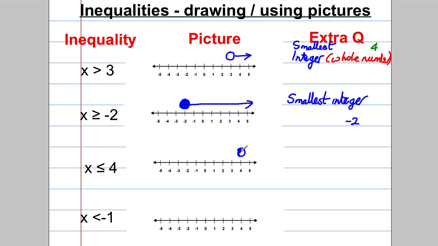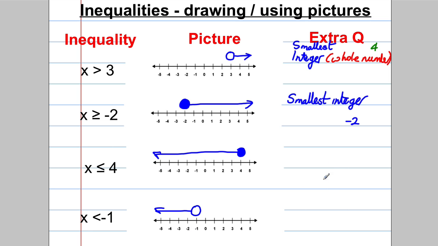Yes, because it can equal 4. And this time you want to the left because you want equal 4 or anything less than that. What about x less than -1? Draw a line at -1 and you're looking to the left. You don't colour it in because you don't want it equal to -1.